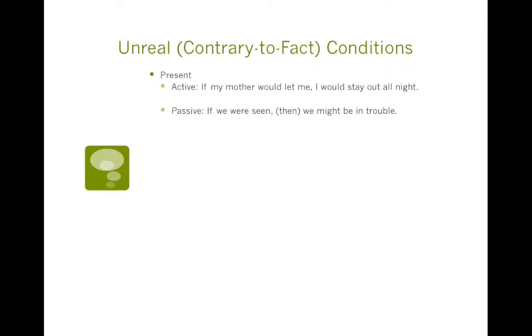So, what kind of sentences are these? What kind of conditions? Are they hypothetical or counterfactual? The first one is hypothetical: if my mother would let me, I would stay out all night. It expresses a speculation about the present or the future. The second one is also hypothetical: if we were seen, we might be in trouble.